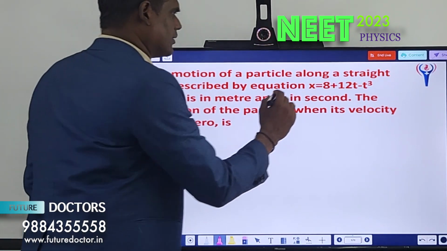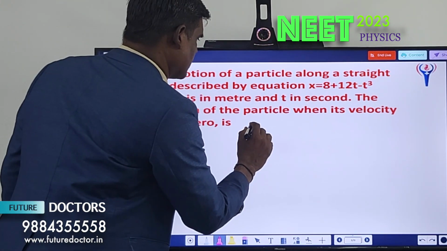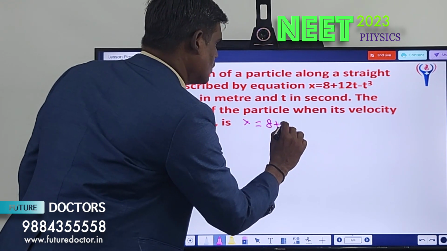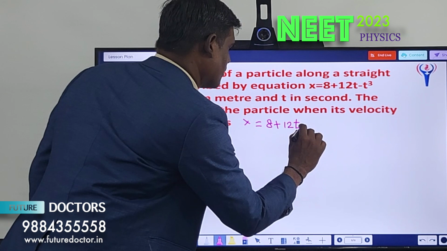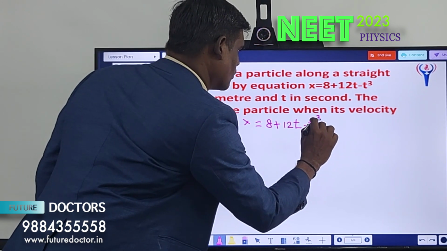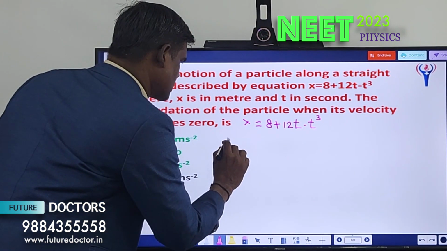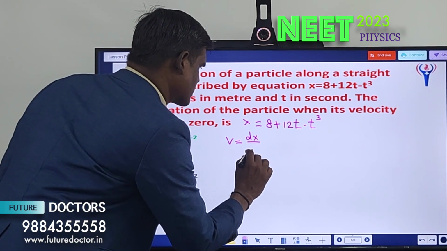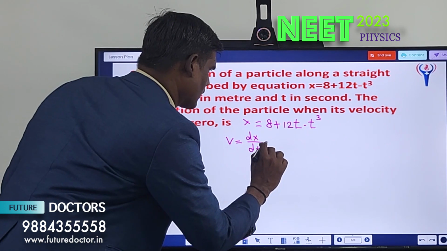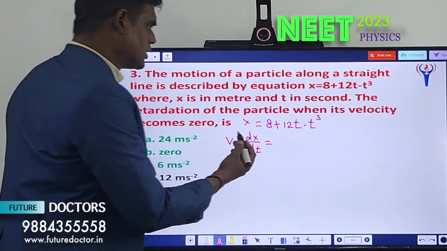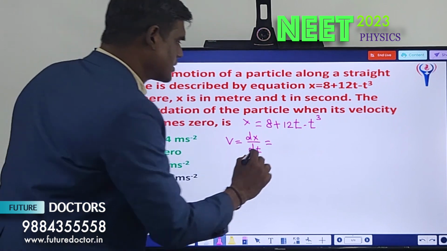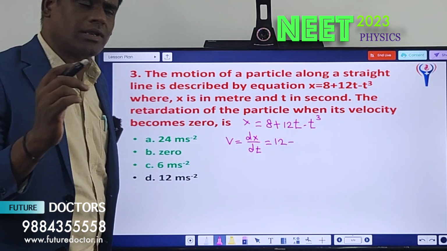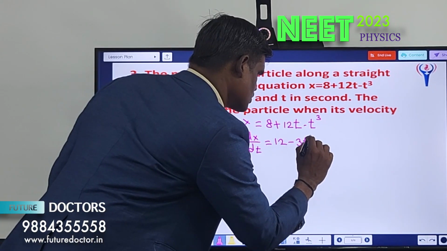X is the displacement or distance, x value is 8 plus 12t minus t cube. First find velocity. Velocity v equal to rate of change of displacement, dx by dt, equal to 8 is a constant, you will get 0. 12t if you differentiate, 12. Minus t cube if you differentiate, 3t square.